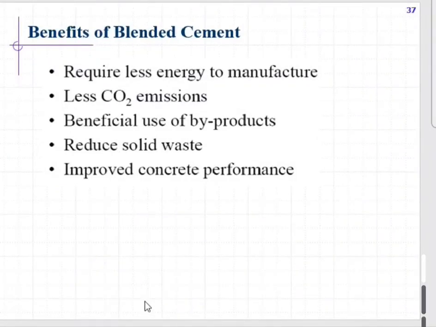So what is the benefit of it? We reduce lime or calcination, so we can have lower CO2 emission. We can use byproducts and solid waste, and we can also have improved concrete performance. This last point, improved concrete performance, we'll discuss in a while, inshallah. But remember one thing, the critical guy within the cement is CH.